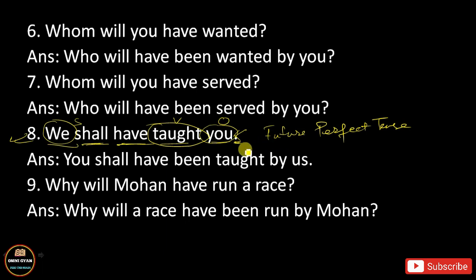So second step, identify the tense. Third step, use the formula now. तो क्या formula था यहाँ पे? सबसे पहले आप object लगाएंगे. You use the object in the beginning. So you is the object here. Then you have to use shall. Then you have to use have. After that you will have to use been. So you shall have been. Taught will remain taught only because this is the third form only.